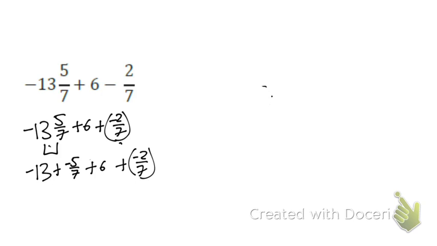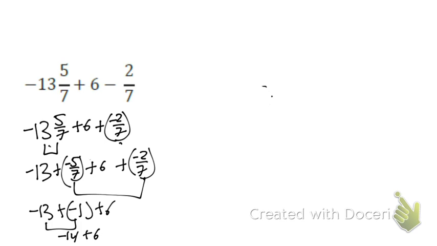And then if you do that here, you can see that this easily makes negative 1. And then here you can do negative 13 plus 1 is negative 14, plus 6, negative 8. I know that's a little more work, but it kind of makes it a little more clear for some of you guys. So I'll give you guys a few seconds to write that down if you need to.